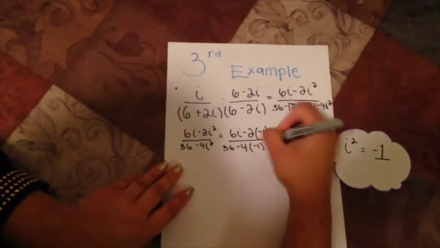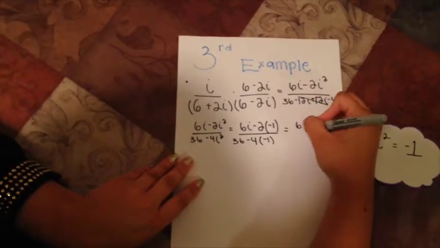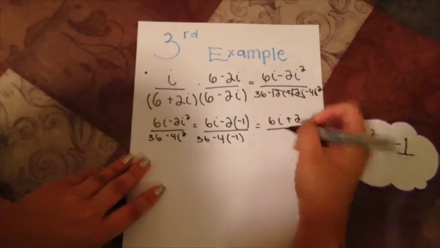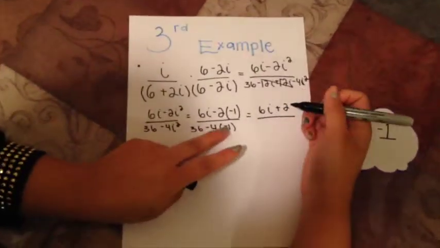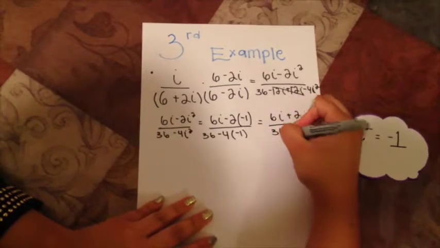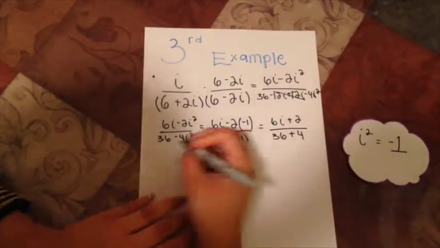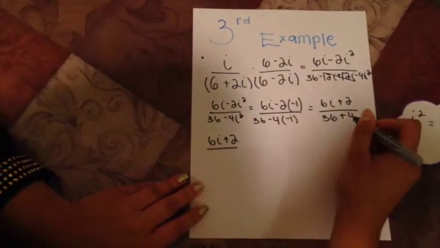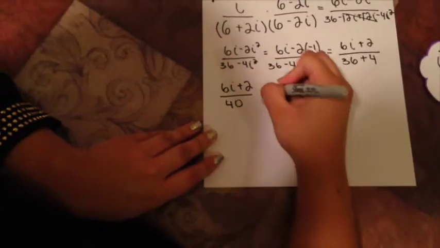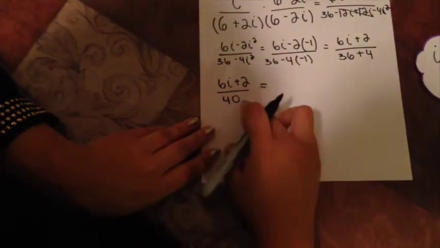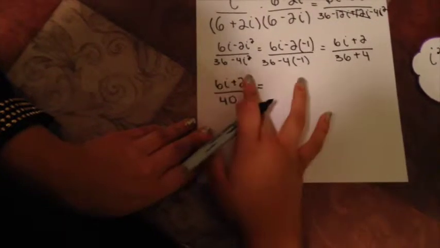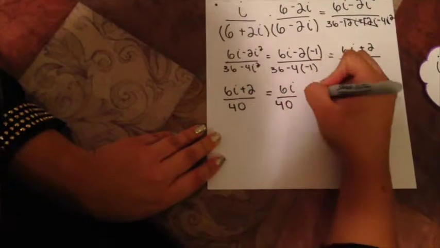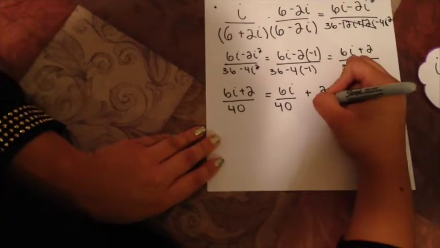times negative 1. That is going to equal 6i. A negative times a negative equals a positive. So plus 2. And a negative times a negative equals a positive again. So 36 plus 4. You add the denominators together. 36 plus 4 equals 40. And since you have a binomial divided by a monomial, you have to divide it into two separate fractions. So you're going to get 6i divided by 40 plus 2 over 40.